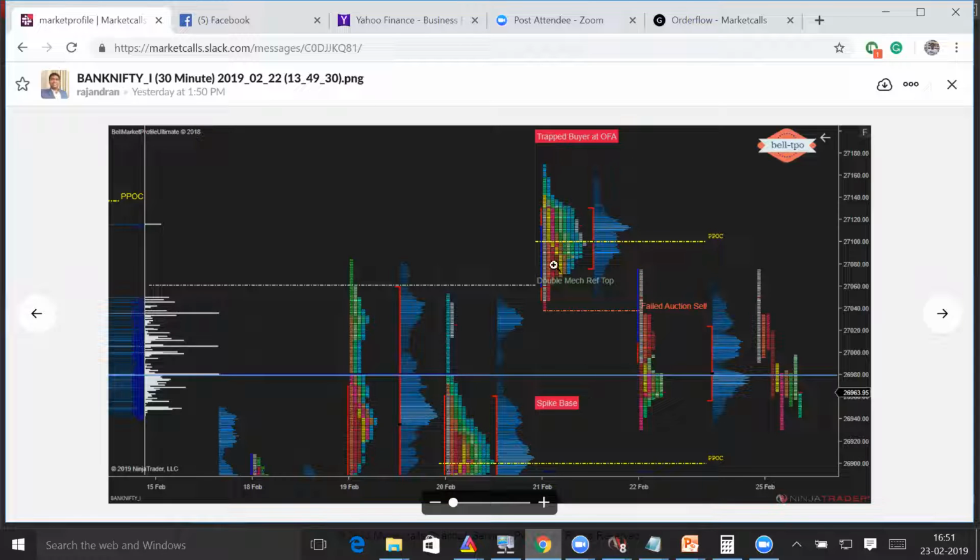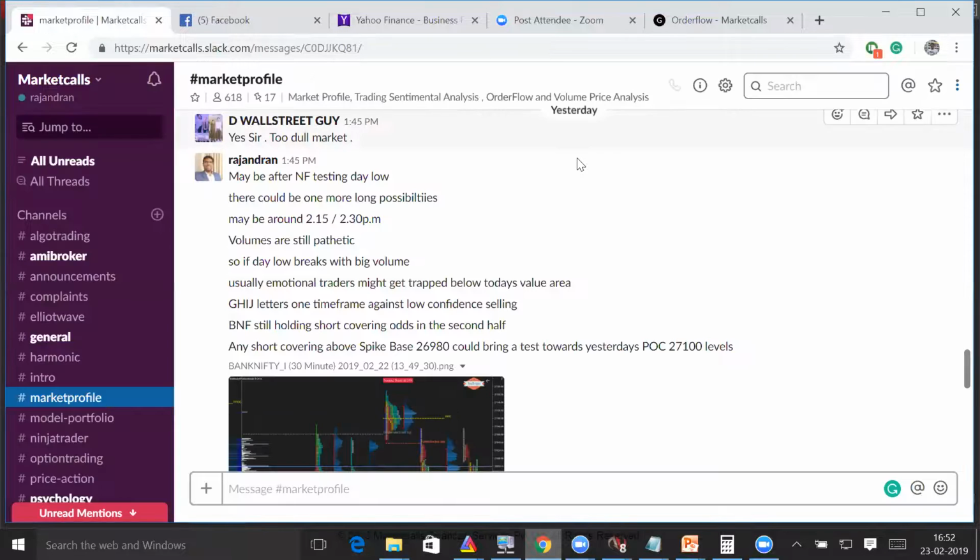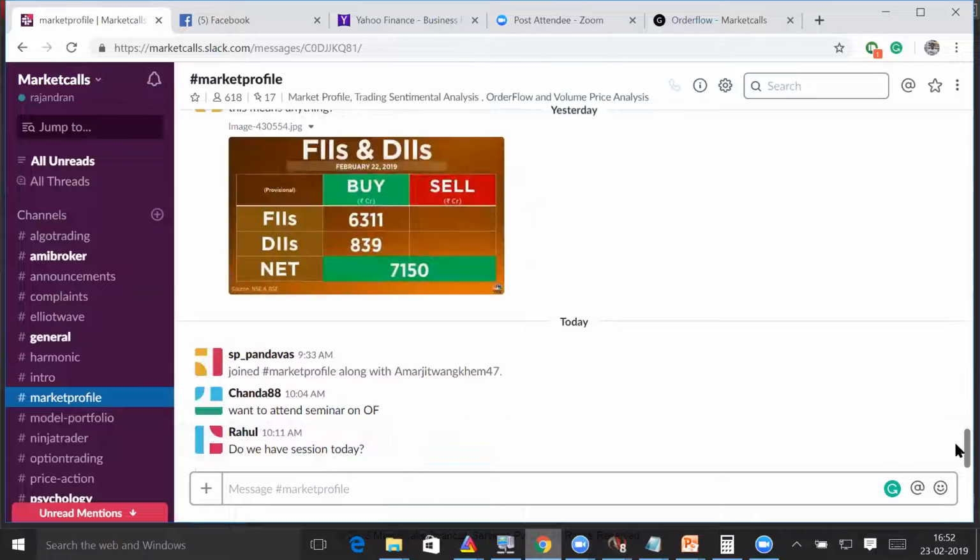On 21st, there is one trapped buyer. And probably some 8 days back, there was one more trapped buyer at 27,300 levels. So we used to keep track of all those levels. So now I think Bank Nifty is looking good for longs, and immediately Nifty is looking better. So let's see how the thing goes on Monday. Okay.